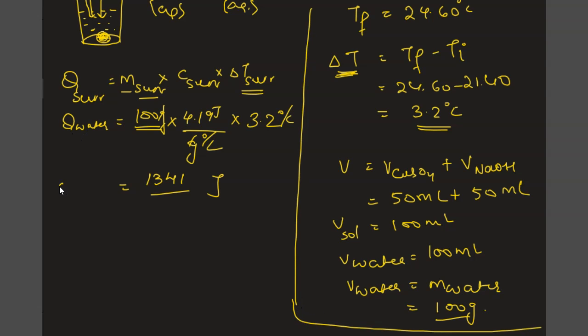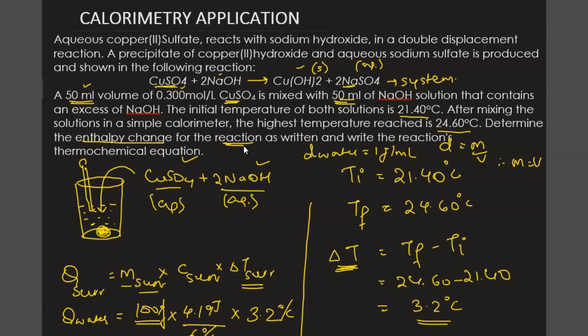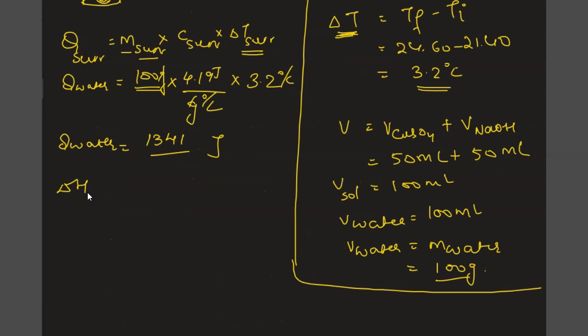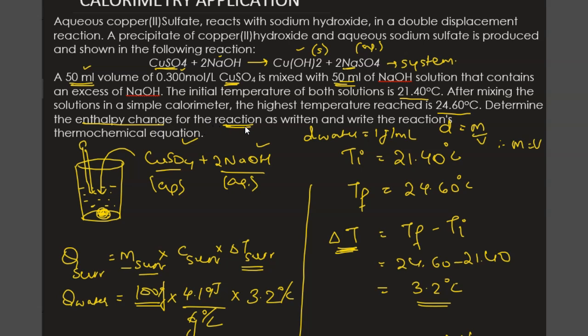Now, since we got Q water, are we looking for water Q? No. The question wants us to find out the enthalpy change for the reaction, and the reaction is the system. So delta H of system is negative Q of surroundings, which is negative 1341 joules. So this part of the question is done. We already have the enthalpy change.